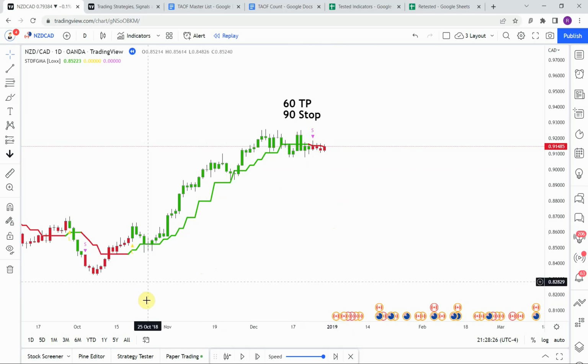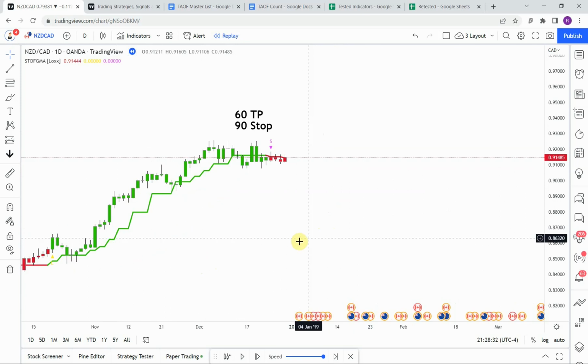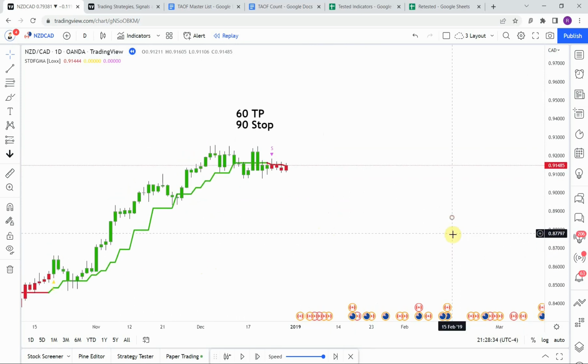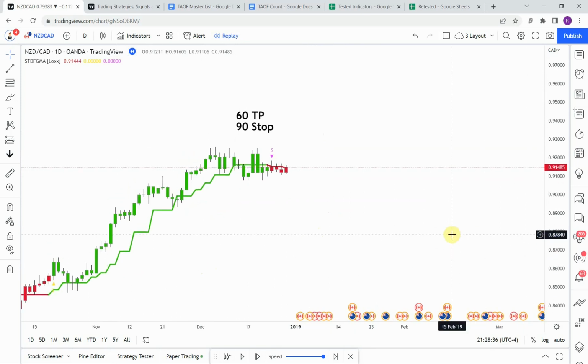And so obviously when we get an L, we're going to go long. When we get an S, we are going to go short. So that's the setup we're looking for. Let's go ahead and get on with the testing and see what we can get out of it.